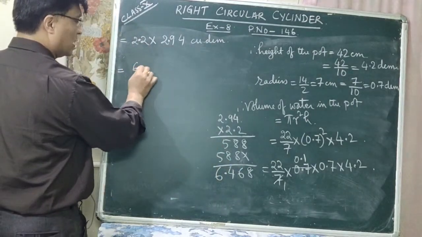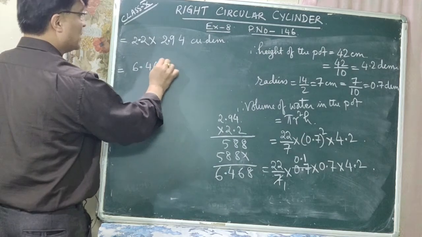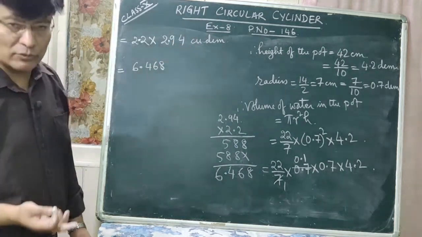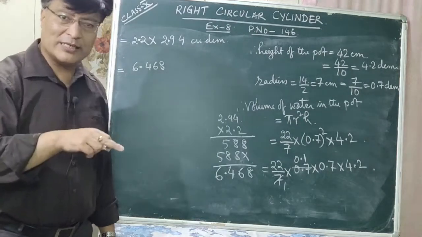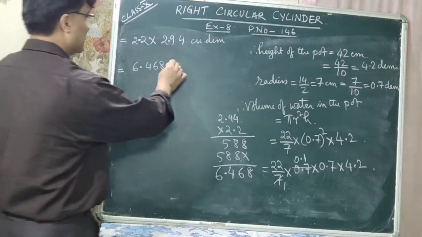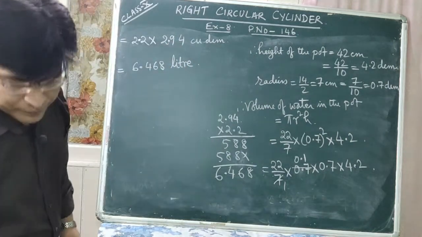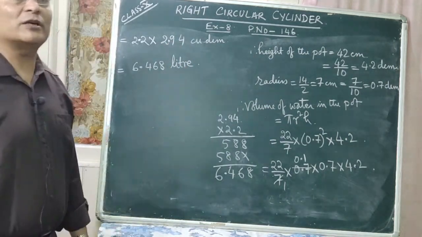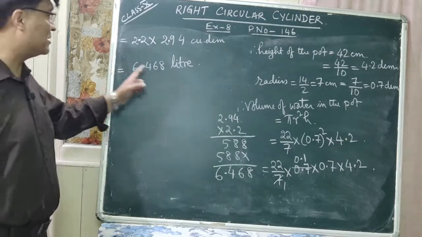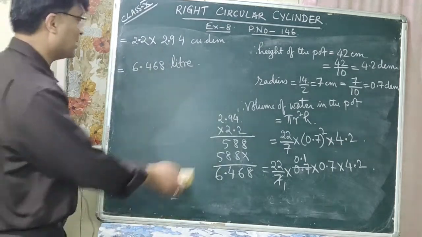So which is equal to 6.468. Actually, cubic decimeter is liter, isn't it? 1 cubic decimeter is equal to 1 liter. That means it is converted into liters. So the volume of water that the pot will contain is equal to 6.468 liters.